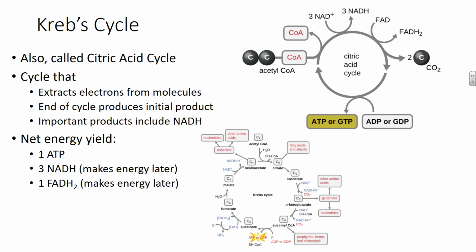The purpose of the Krebs cycle is not to make the 4 carbon molecule. We had it to begin with. The purpose of the Krebs cycle is to steal or collect all of these electrons in the form of NADH and FADH2. So you can see our net energy yield from the Krebs cycle is 1 ATP, 3 NADH, and 1 FADH2. So how can we make energy from all these electrons we have stored up?